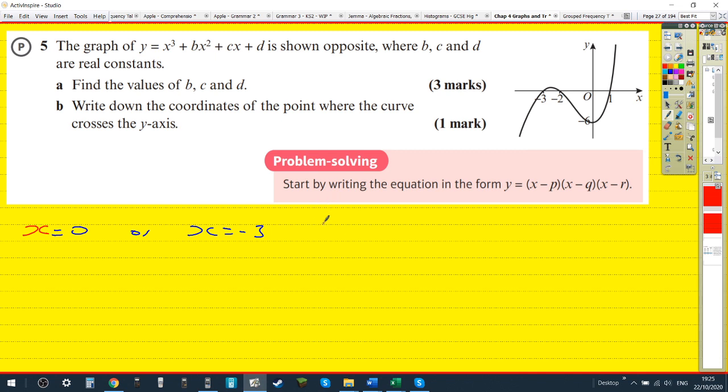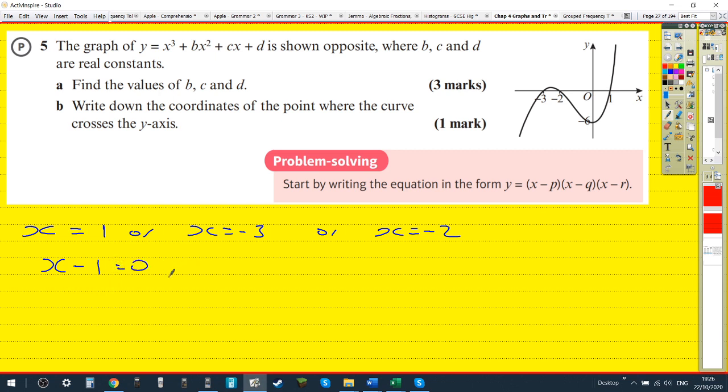And x equals minus 2. Actually, there is no x equals 0. It doesn't go through the origin. There's a different... Oh, sorry, x equals 1. Okay. And then would you factorize it? Yeah. So it'd be x minus 1 equals 0, x plus 3 equals 0, and x plus 2 equals 0.